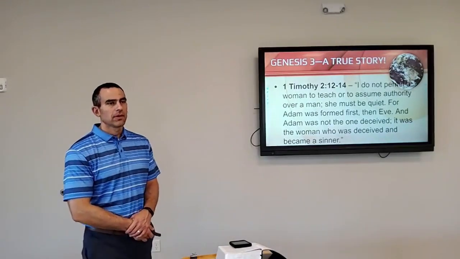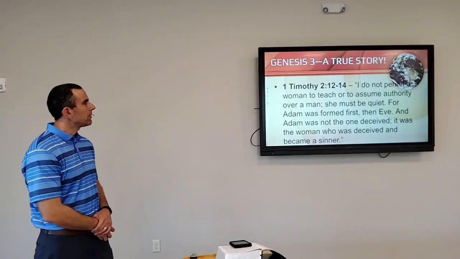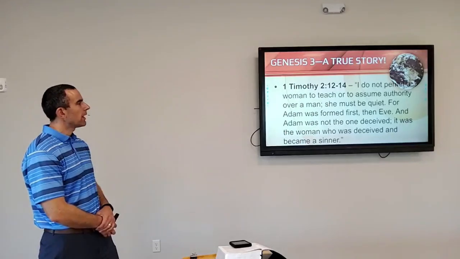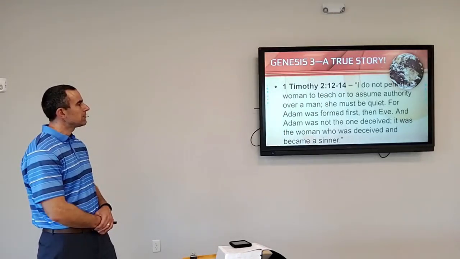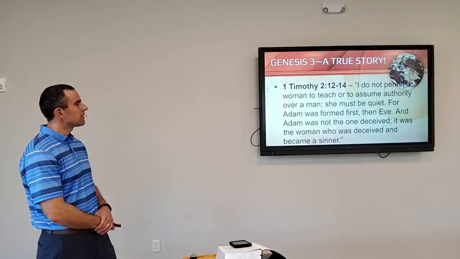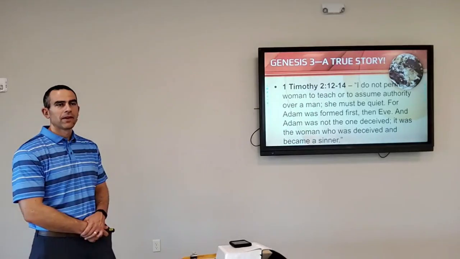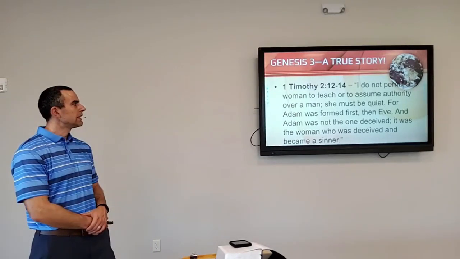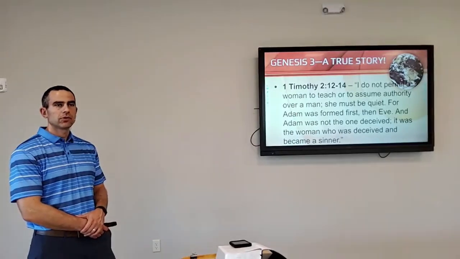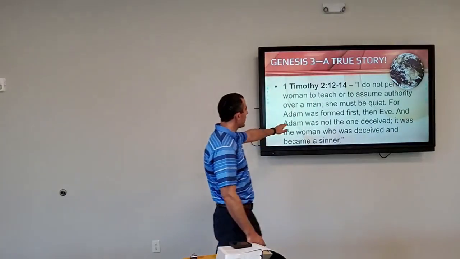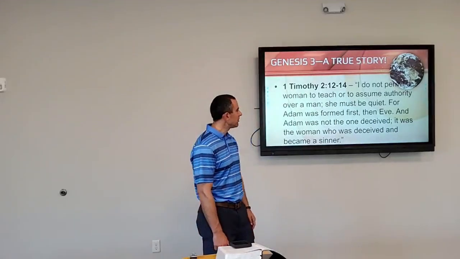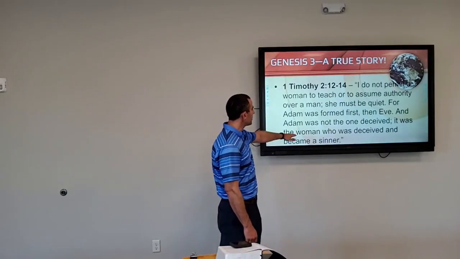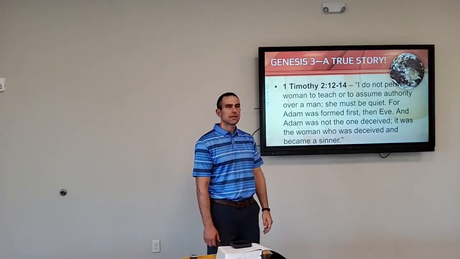All right, another place, 1 Timothy 2. We read this last time, talking about Adam and Eve. I do not permit a woman to teach or to assume authority over a man. She must be quiet. For Adam was formed first, then Eve. And Adam was not the one deceived. It was the woman who was deceived and became a sinner. This is the verse that leads us to say that we should have men who are the leaders or the head in churches and homes. And we said last time that it goes back to how God created Adam first, then Eve. But then there's a second thing. According to these verses, is the story about Eve being deceived by the serpent true? Yes. Absolutely. And it has impacts for God's people.